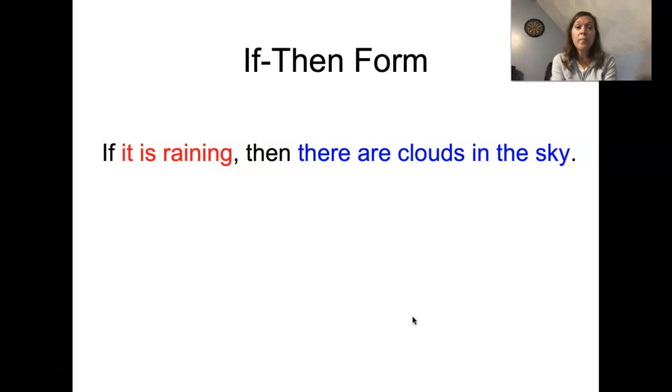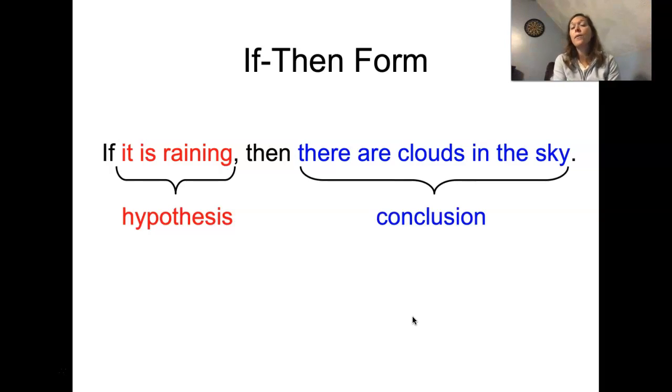Here's an example. If it is raining, then there are clouds in the sky. That's probably a pretty accurate statement. The hypothesis of this conditional statement is the part that follows the if. It is raining would be the hypothesis. My conclusion is always going to be the part that follows the then: there are clouds in the sky. So I hypothesize it's raining outside, which means we probably could conclude that there are going to be clouds in the sky, right? Because that's where rain comes from. So that is a conditional statement written in if-then form.